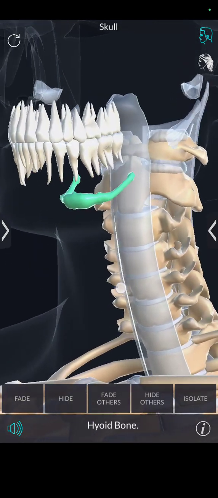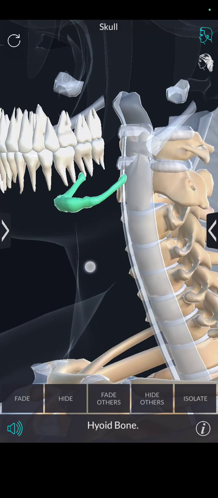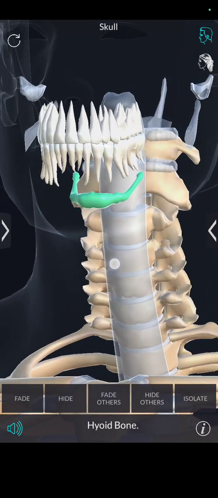The hyoid bone provides attachment to the muscles of the floor of the mouth and the tongue above, the larynx below, and the epiglottis and pharynx behind.